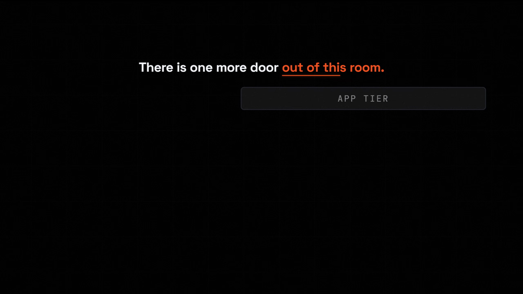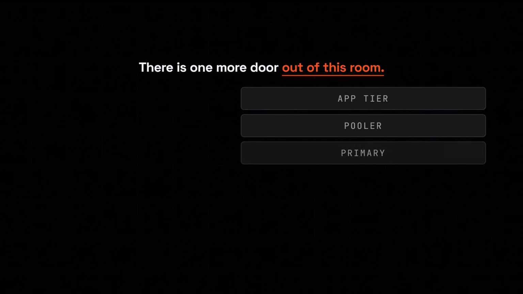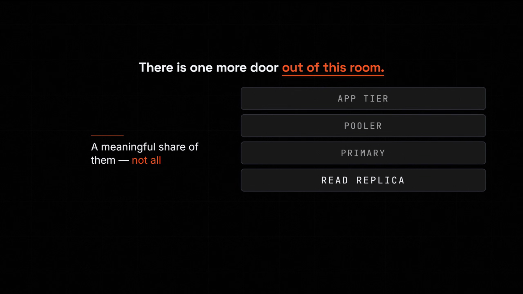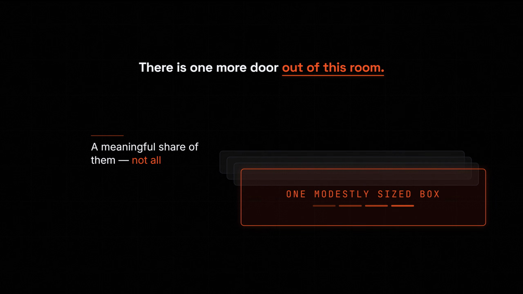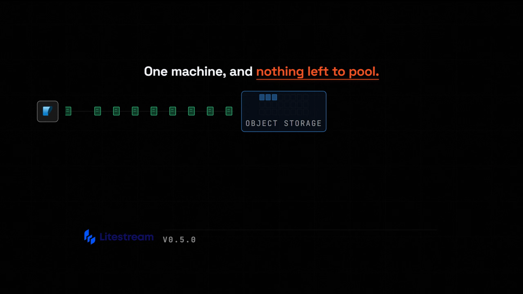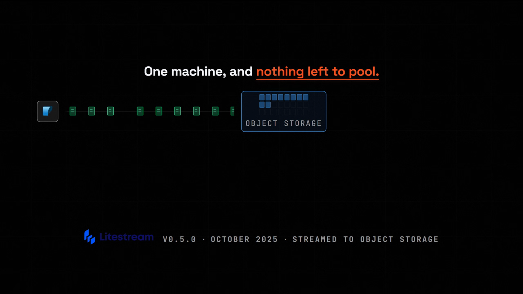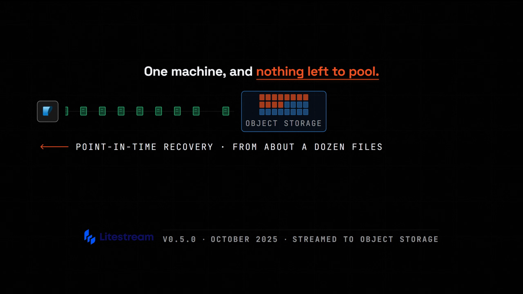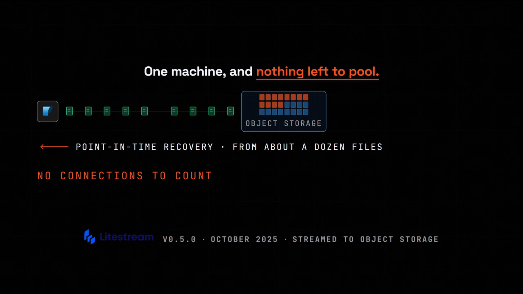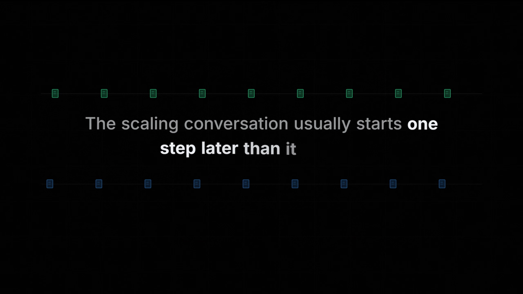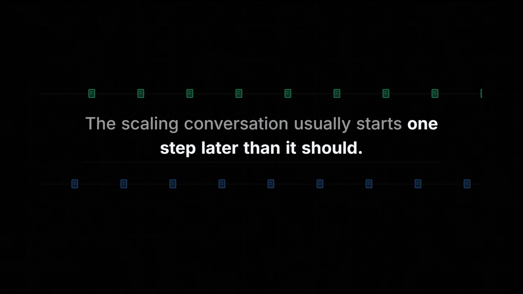There is one more door out of this room, and it deserves naming. A meaningful share of the applications reaching for a pooler or a replica are not large. They are one modestly sized box away from needing neither. Litestream streams SQLite's changes to object storage continuously, and in October 2025, it added point-in-time recovery from about a dozen files. For an app that fits on one machine, the connection ceiling stops existing because there are no connections. The scaling conversation usually starts one step later than it should.